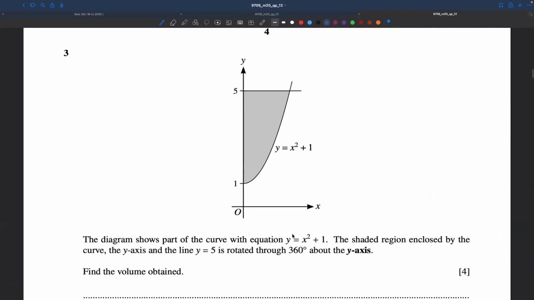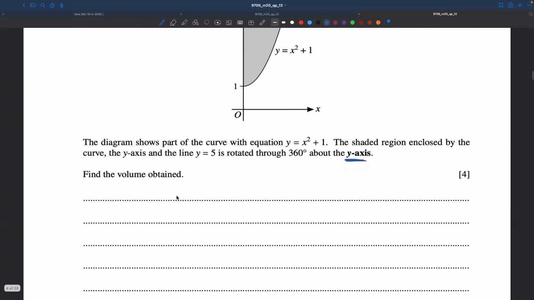In question number 3, it says the diagram shows part of the curve with the equation as given. The shaded region enclosed by the curve and the line y equals 5 is rotated through 360 degrees about the y-axis. Now they have made this bold. Whenever it is rotated about the y-axis, you will make x your subject. So the first step in this equation will be making x your subject. So x is the square root of y minus 1.